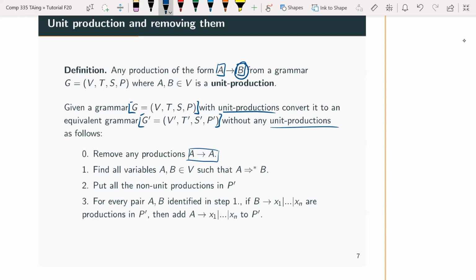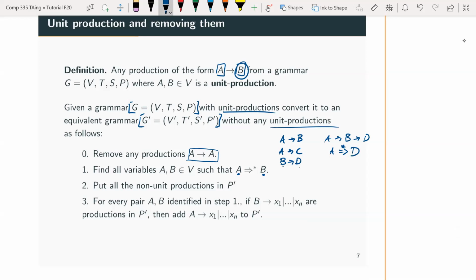The second thing you do is find all the pairs of variables such that A, through a sequence of derivations, gives you B, okay? So for instance, if I have A gives me B, well, this is one pair. If I also have A gives me C, this is another pair. And something to be careful of is if I have B gives me D, then yes, I have B gives me D as another pair, but I also have A gives me B gives me D. So this is another pair of unit productions, okay? So this should be a D. Yes, D, okay.